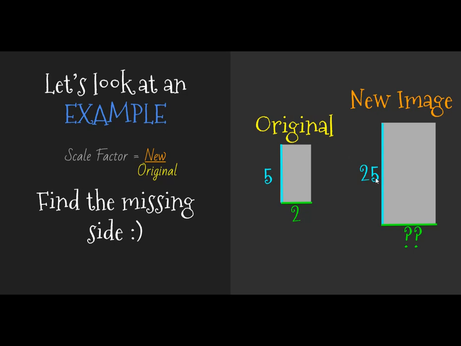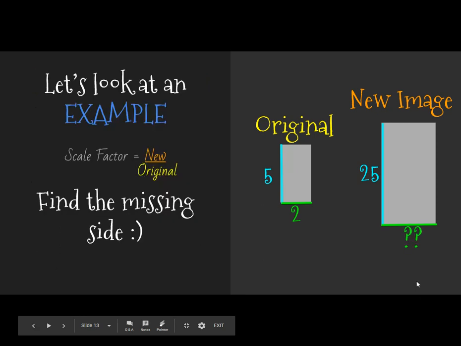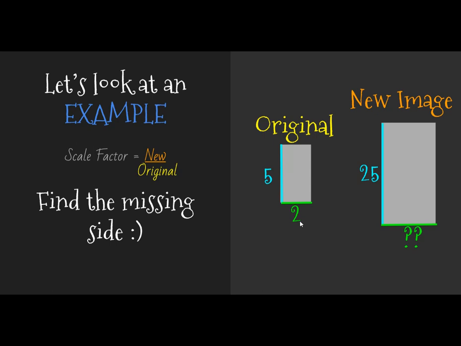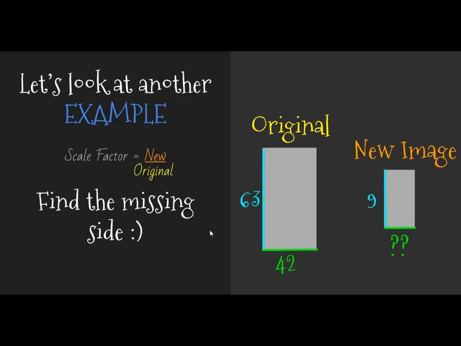So here, we knew that our scale factor was 5. So we did 25 divided by 5, and that gave us 5. Now we're going to take that scale factor and multiply it times the corresponding side that we know. So our scale factor was 5, and I'm trying to find this guy here, and this 2 is what corresponds to him. So 2 times 5 gives me 10. Look at that.